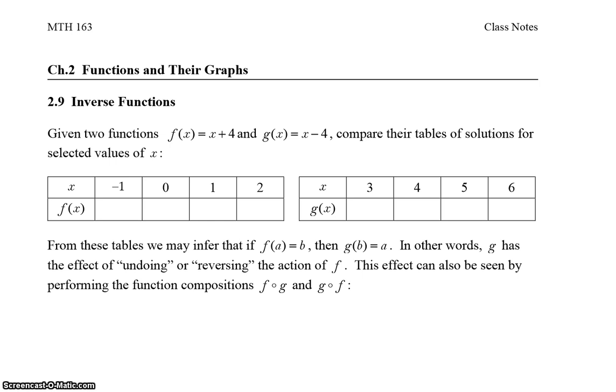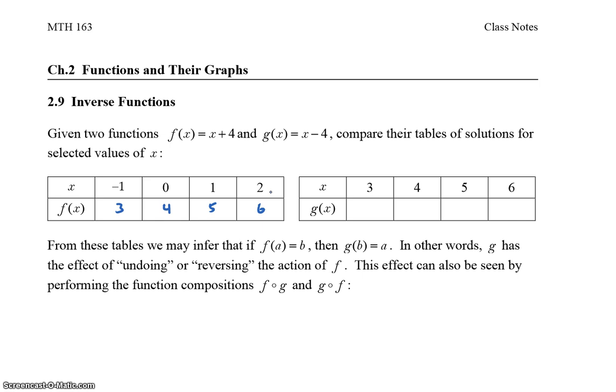So we'll begin by setting up a table of solutions for the function f. Notice f of x adds 4 to each x value, and here we've selected x equal to -1, 0, 1, and 2. So to compute the function value f of x, that is the y value, add 4 to each given x value. So -1 plus 4 is 3, 0 plus 4 is 4, 1 plus 4 is 5, 2 plus 4 is 6.